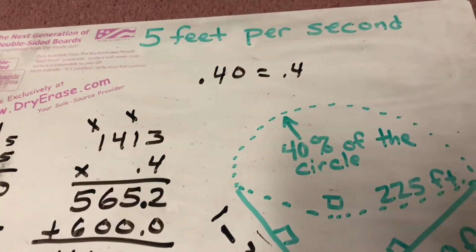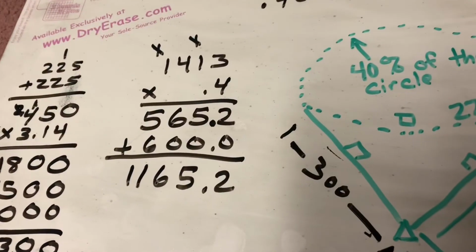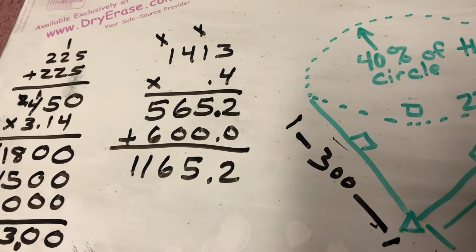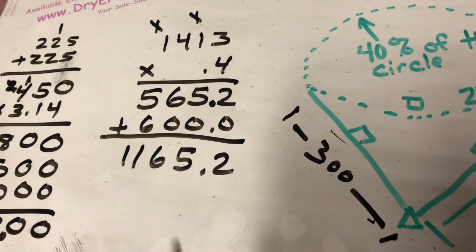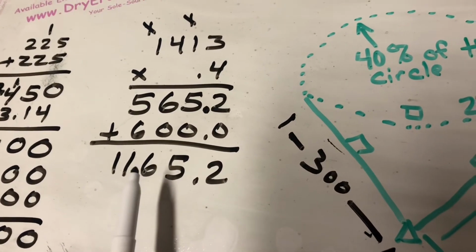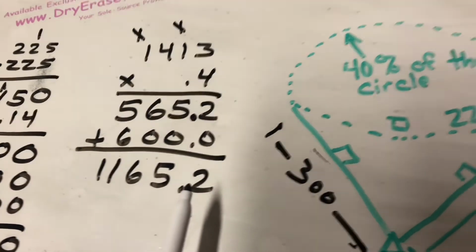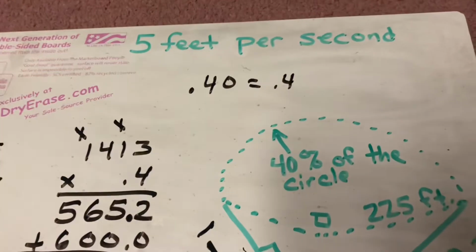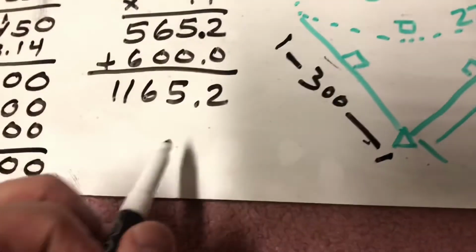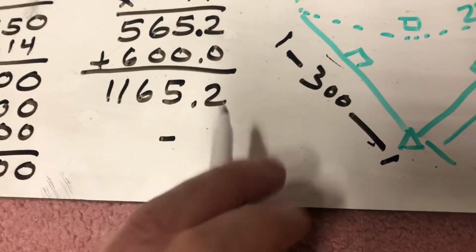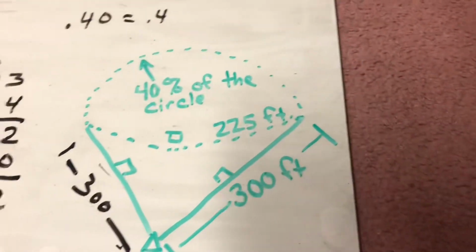But remember what the question is asking me. It's asking me, how long is it going to take you to run around the field? Well, all you know now is the perimeter of the field, 1,165 and 2/10 feet. You're running at a speed of 5 feet per second. Well, so we're going to take, and let's find a little more room here.